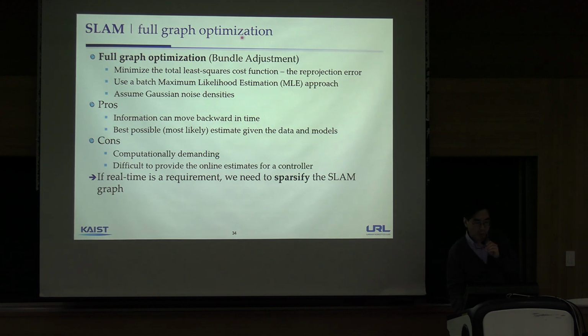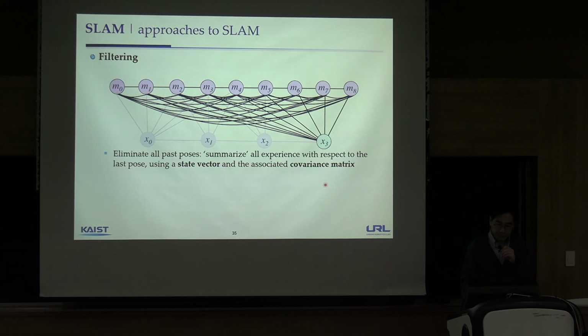So if you have a full graph optimization, another name for this graph optimization is bundle adjustment. Information can move backward in time. The best possible estimate given the data and model can be obtained, but it is computationally demanding. It is difficult to provide an online estimate for a controller. So if we require real-time performance, then we need to sparsify the SLAM graph. So we need to prune some parts of the SLAM graph.